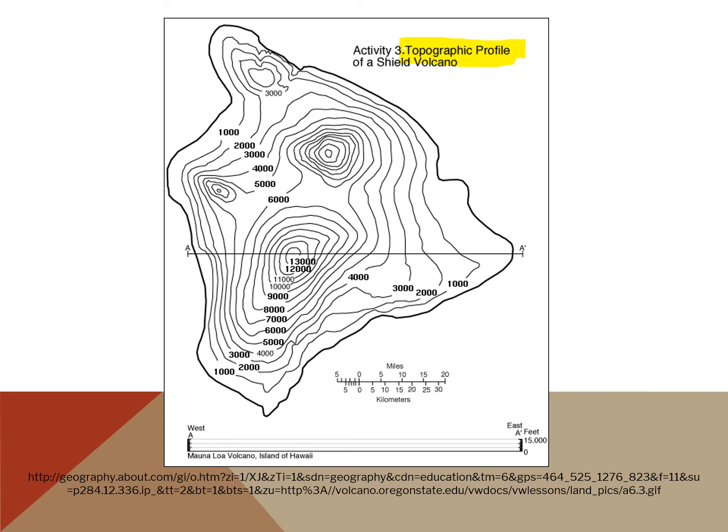So for example, this is Mauna Loa in Hawaii. This line right here, all the way around the outside, is at sea level. This next line is 1,000 feet above sea level. This next line is 2,000 feet above sea level, and so on and so on. So on a topographic map, each line is an increase in elevation. On this particular one, it's 1,000 feet per line.